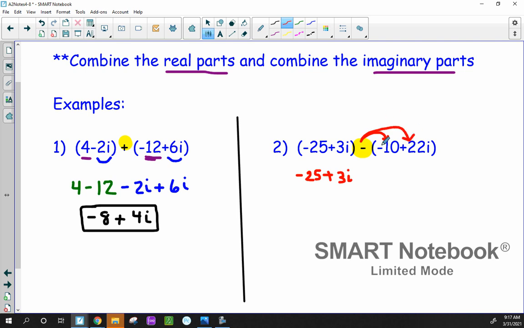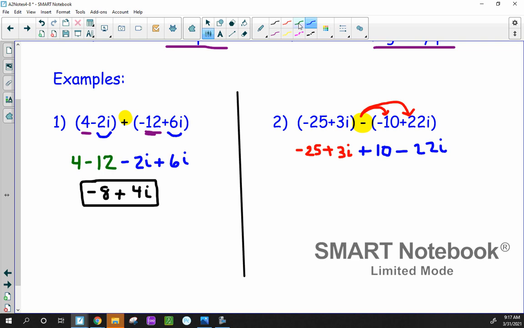Where this is a negative 10, but there's a minus in front of it, you're now going to change that minus negative to a positive, and then you're going to drop your 10 down. In the parentheses, this is a positive 22i, but because there's a minus in front of it, you're going to do the opposite. So it's like minus positive, which is going to change that to a negative 22i. Again, you'll only have to do this step if it's a subtraction problem.